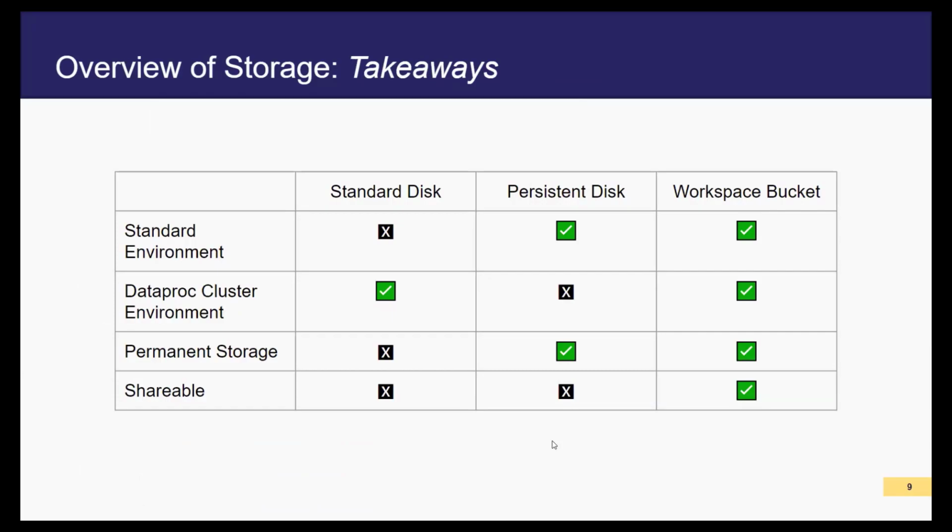And just a couple takeaways here. What are we looking at? We've got the standard disk option, persistent disk option, and workspace bucket option. How do these apply to the different environments? In a standard environment, your options are only persistent disk and workspace bucket. In a Dataproc environment, your options are only standard disk and workspace bucket. Which of these are permanent storage? Persistent disk and workspace bucket are the permanent storage pieces. And which ones are shareable? Only the workspace bucket.